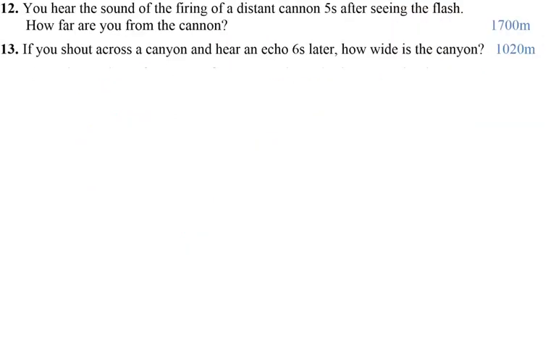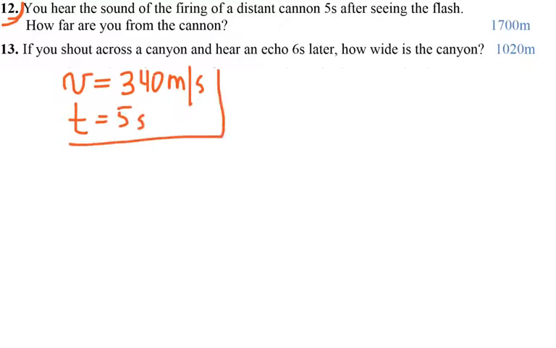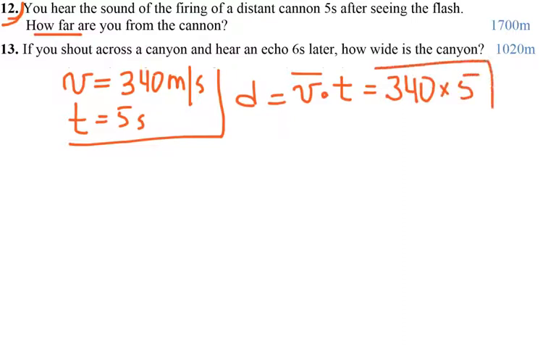Number 12, you hear the sound of the firing of a distant cannon 5 seconds after seeing the flash. So at first you see it, and then 5 seconds after the flash, you hear the sound. They don't give you the velocity of the sound in this case, so you have to assume that the velocity of the sound is 340 meters per second. They tell you the time it traveled is 5 seconds, and you calculate how far. The distance is average velocity times the time. The velocity of the sound doesn't change in one medium, so that's 340 times 5, and that gives you 1,700 meters.